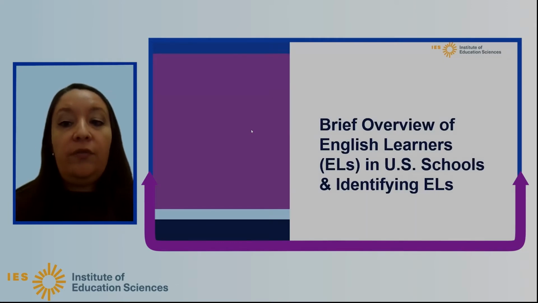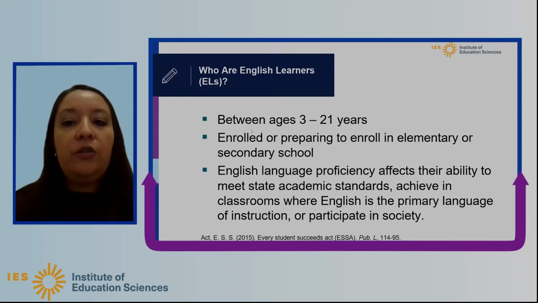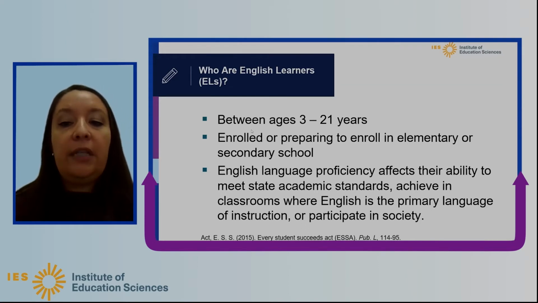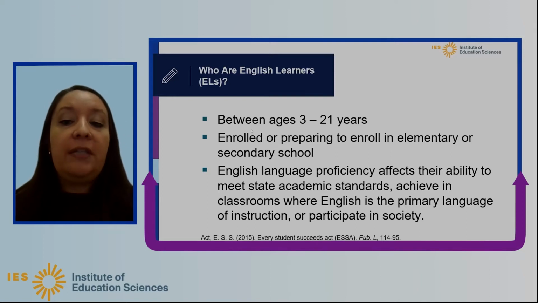Let's first do a quick overview of ELs in U.S. schools. Who are English learners? The Every Student Succeeds Act has a detailed definition of who is considered an English learner. In short, the individual must be between the ages of 3 and 21 years and is enrolled in or preparing to enroll in elementary or secondary school. Also, the individual's English language proficiency must affect their ability to meet state academic standards, achieve in classrooms where instruction is in English, or participate in society. ESSA provides several details regarding English language proficiency, such as whether or not the individual was born in the United States, has a native language other than English, is of Native American or Alaska Native background, comes from areas where English is not the dominant language or is migratory.